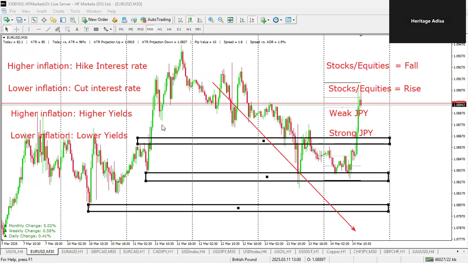Is the unemployment rate also part of inflation data? No. The unemployment rate is part of labor statistics. That is a measurement for the labor market, right? That's a measurement for the labor market.